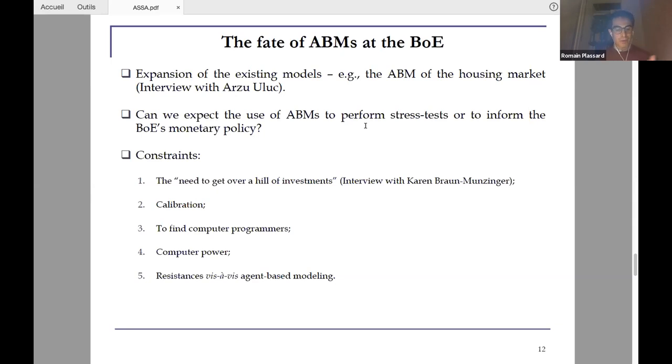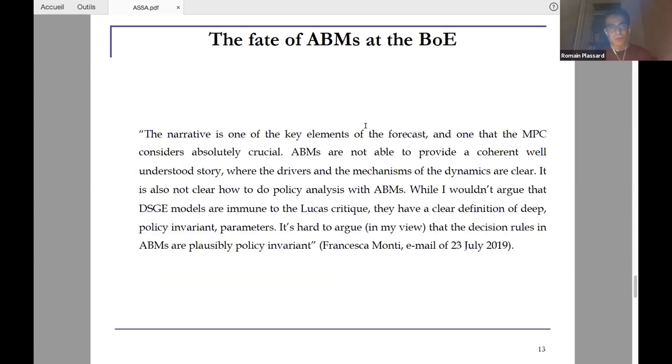Last but not least, there are resistances vis-a-vis agent-based modeling. And this quotation helps to understand where the resistances are. It comes from Francesca Monti. According to Francesca Monti, agent-based models cannot be used to inform monetary policy. Transmission mechanisms are unclear, and agent-based models are not immune to the Lucas critique.